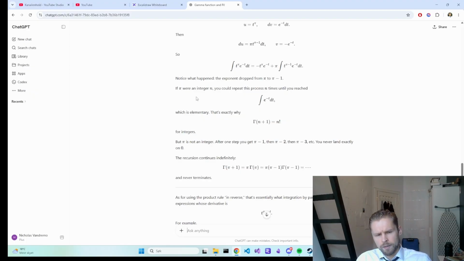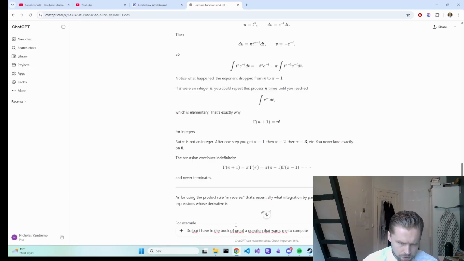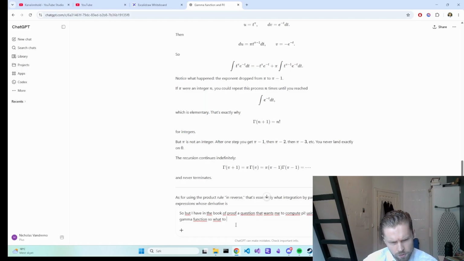All right, cool. And so then, but I have in the Book of Proof a question that wants me to compute pi factorial using this definition of the gamma function. So what do they expect me to do here? What am I supposed to learn or see?